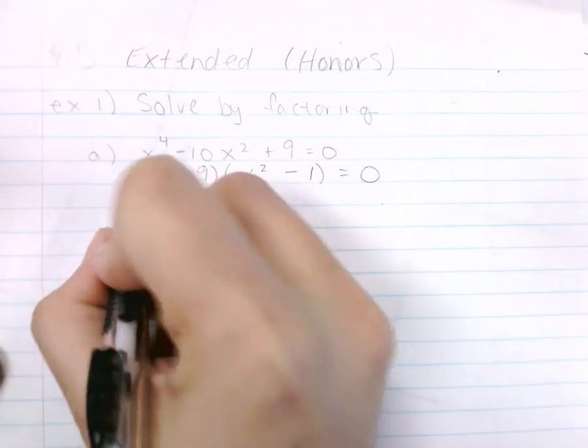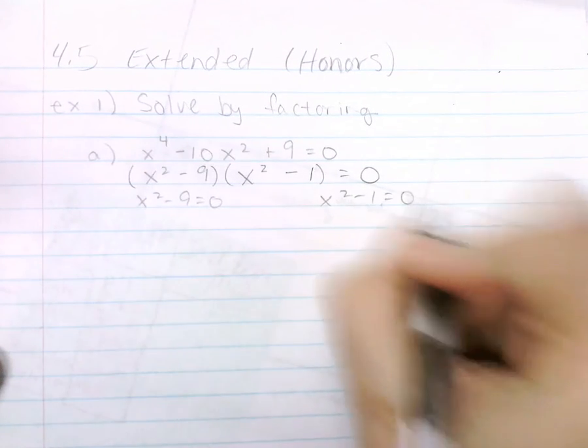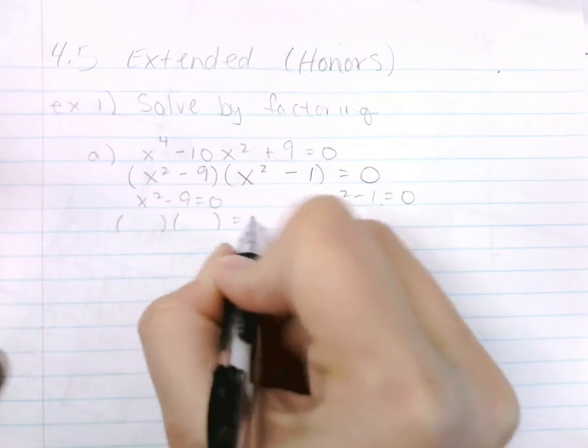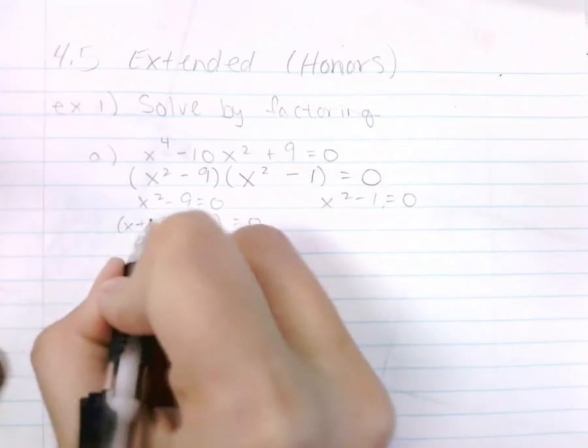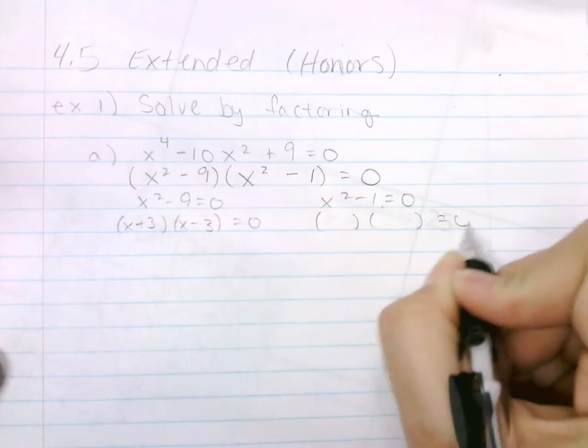All right, so then you're going to take those two factors and set them equal to 0. Both of these are differences of squares, so they're going to factor again. So this factors again, we just did this one. This is x plus 3 and x minus 3. What's this one? x plus 1, x minus 1? Yes.